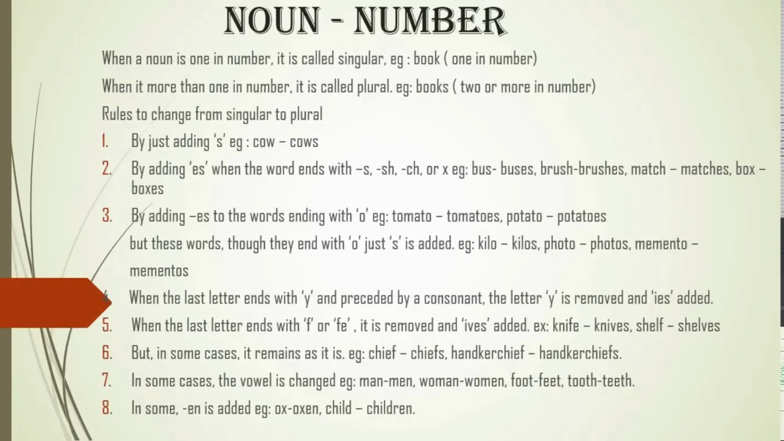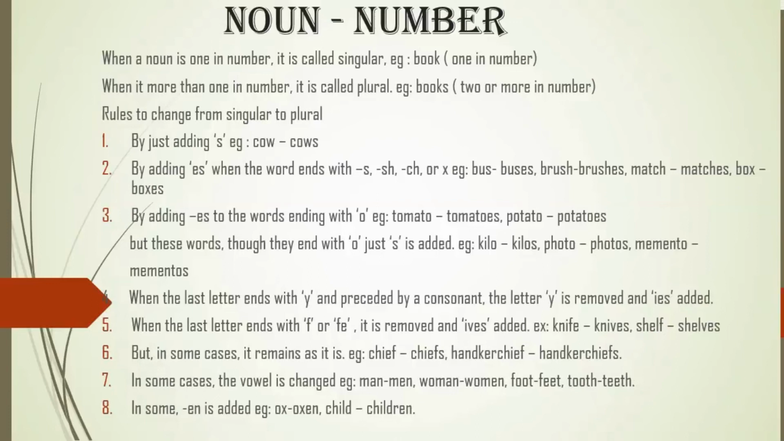Now next comes number, another category or subdivision of noun. When a noun is one in number, it is called singular. When it is more than one in number, it is called plural. If you have one pencil in your hand, it is singular. When you have two pencils in your hand, it is plural. Okay? There are certain rules to change from singular to plural. You cannot just randomly put S or ES over there and say that the transformation has been done.